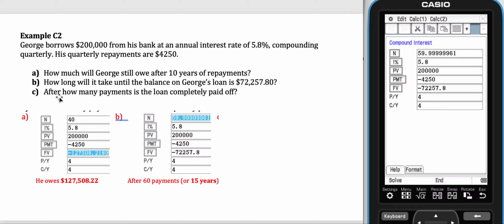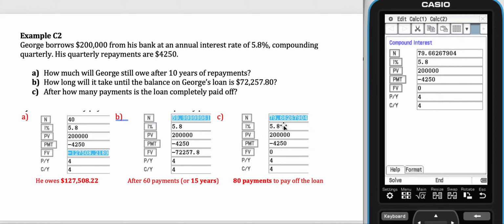Question C, after how many payments is the loan completely paid off? Similar type of question, but we just want to know how long it's going to take until the future value is 0, because when it's completely paid off, he owes $0. So we set the future value to 0 and calculate N, and we get 79.66. Now, when it says how many payments, that's going to be a whole number. He has to make a certain number of payments. So the answer won't be 79.66. The answer will be 80 payments.